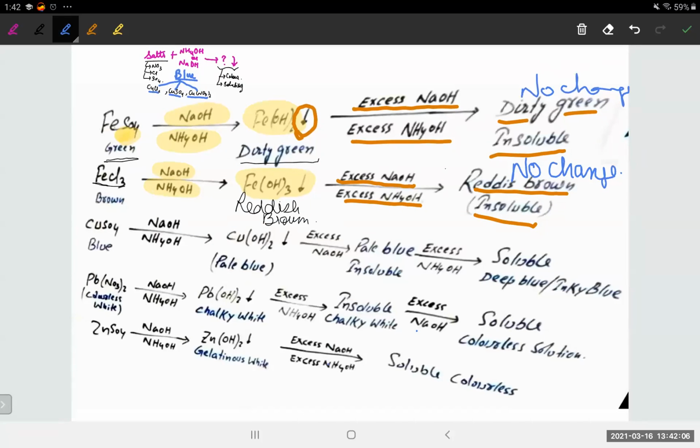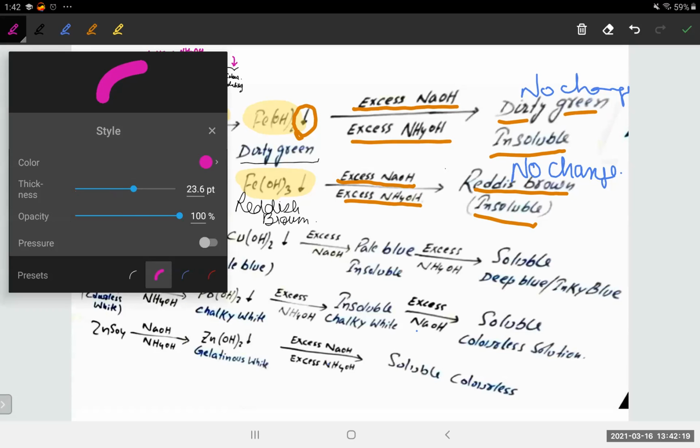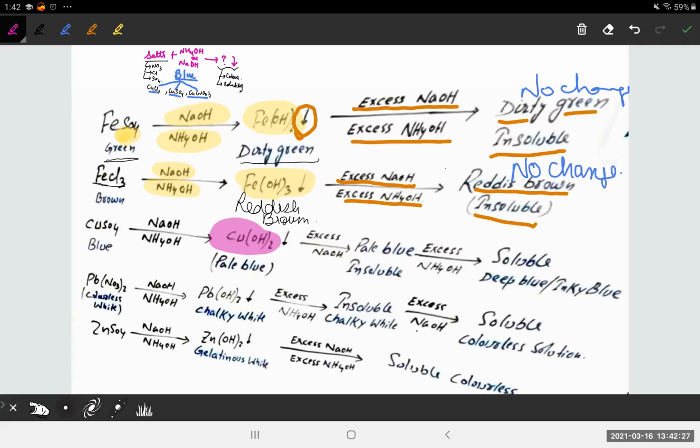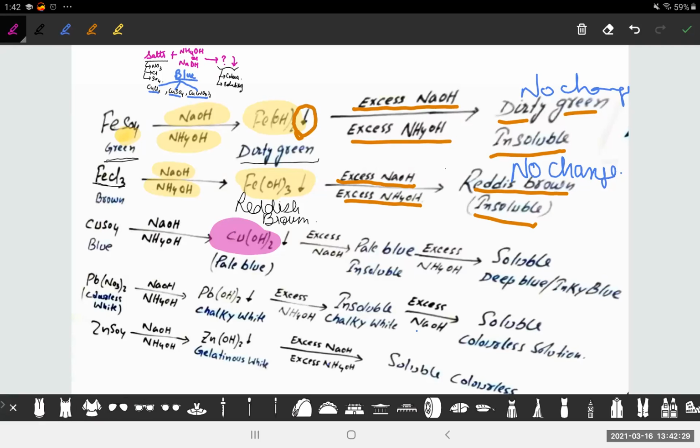Let's move on to the third one, that is copper sulfate. What is happening in copper sulfate? Copper sulfate will give its hydroxide. As I've already told you, in every example we are getting a hydroxide. So just give me a minute, I'll just do it. Yeah, so we have got the hydroxide of copper, as you all can see here. And what else did we get? It is also insoluble because it's a precipitate.